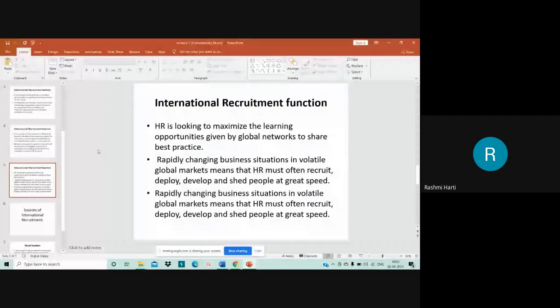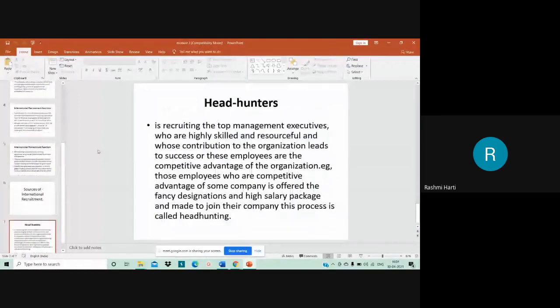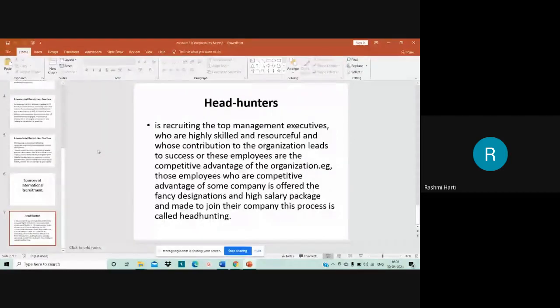So coming on to next, sources of international recruitment. What are the different sources of international recruitment? First source of international recruitment is headhunters. Okay, so here it is recruiting from the top management executives. So headhunting is nothing but recruiting from the top management executives who are highly skilled and resourceful, and whose contribution to the organization leads to success, or these employees are the competitive advantage of the organization.